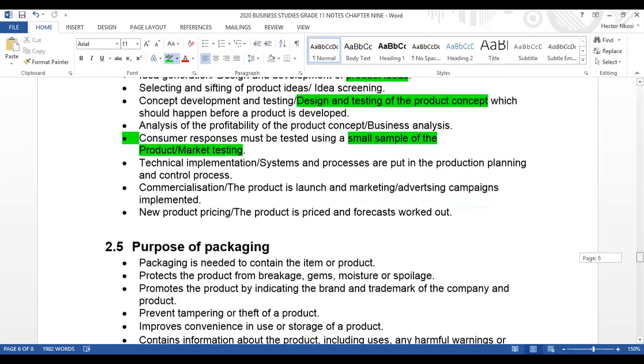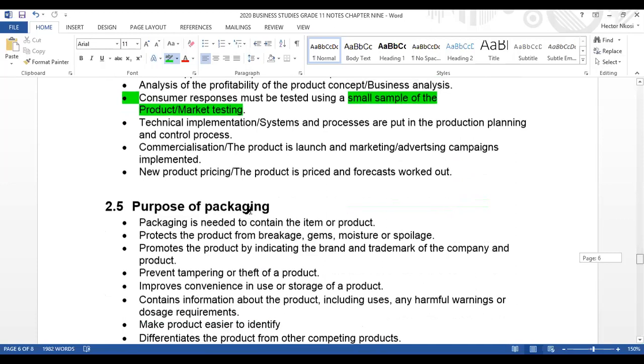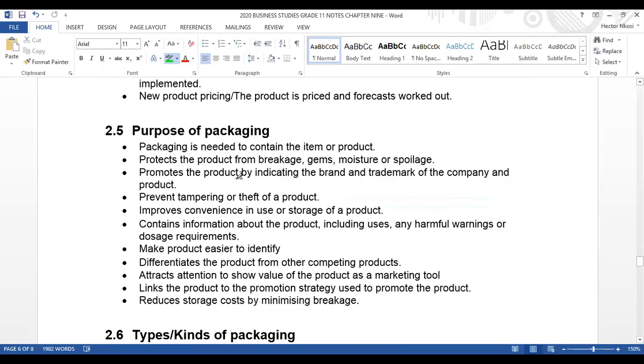Now let's look at the purpose of packaging. Why do you have to package differently for different products? Guys, it is very important to know your packaging. Remember, as people, we're selling different products, right? The packaging is also important. Food packaging won't be the same as your toiletry packaging. Those are totally different things. So it is very important for us to know what we are producing so that we can get the right packaging.